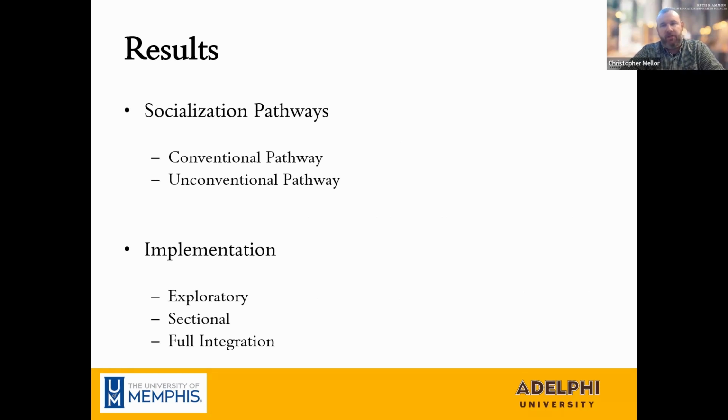So we decided on 2 major themes with some subcategories that occurred. First, the socialization pathway that led them to the spectrum. These were conventional, meaning it was part of their professional preparation, and unconventional pathway, meaning it was on their own accord.